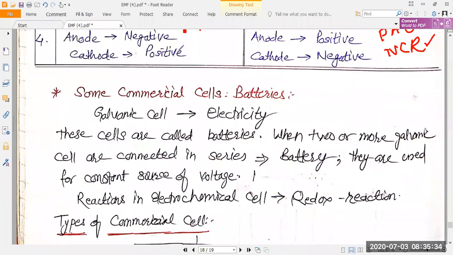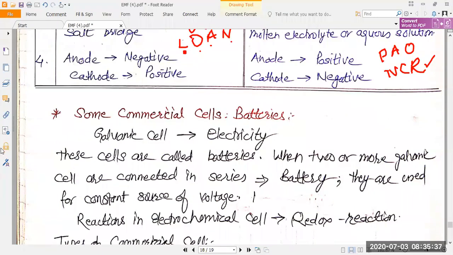Now, a very important point of our lecture: some commercial cells or batteries. We have finished the types of cells. We have discussed very well, and I explained to you very well the electrochemical cell and electrolytic cell. Now we are going to discuss some commercial cells or batteries. The commercial cells and batteries are examples of electrochemical or galvanic cells.